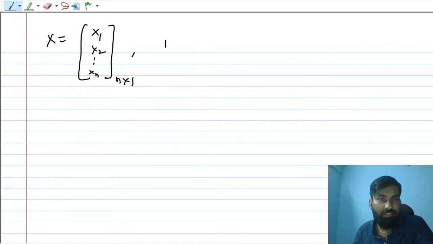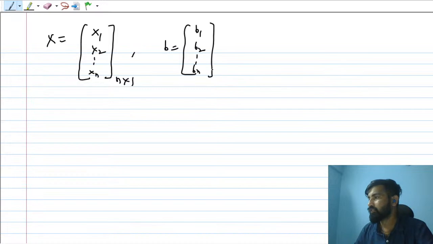And your b vector will be the collection of what? These are the constants, b1, b2, and so on up to bm, which are the components. These are column vectors, and the components are x1, x2, xn.